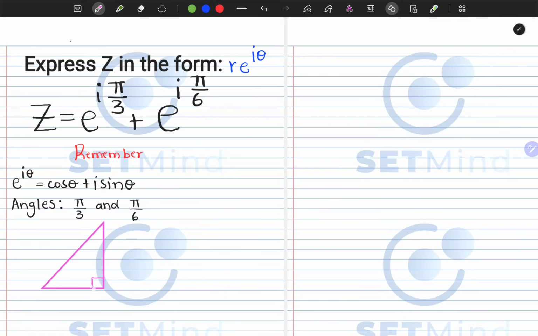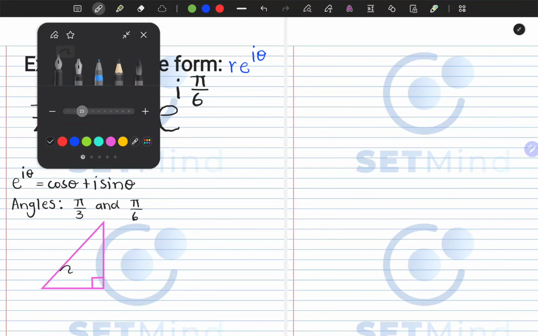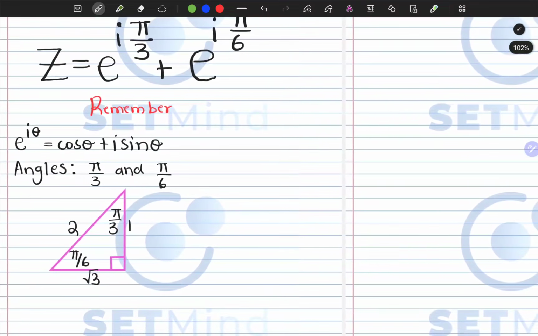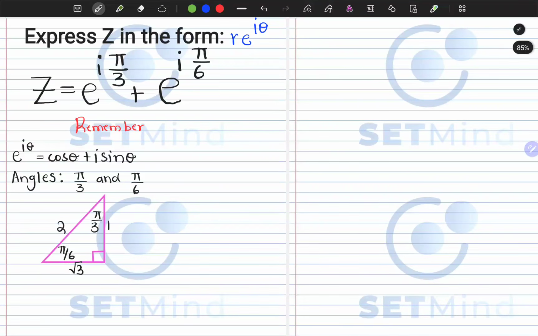We'll just make it a right angle triangle, and let's quickly put in our angles. We'll have pi over 6 here, pi over 3, and we'll have 1, 2, square root of 3. So this should come as second nature to you by now. Because of how the expansion is here, we'll expand into cos and sine. It means that I need to look at sine of pi over 3. That just becomes square root of 3 over 2.